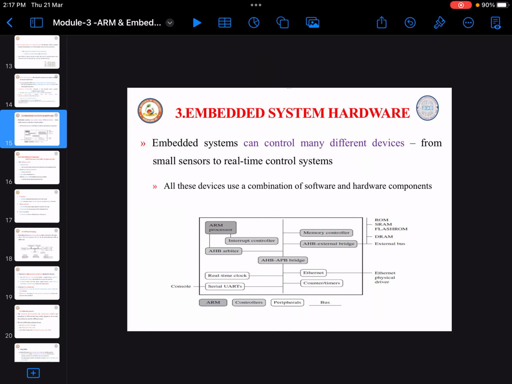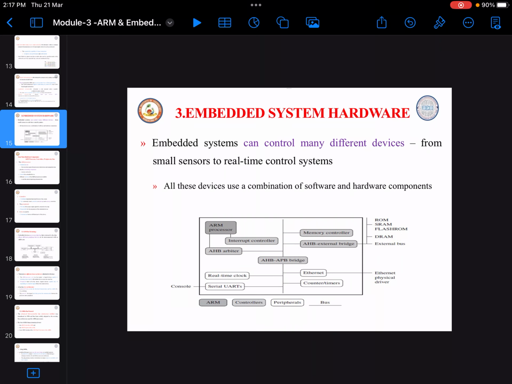The dark one indicates a processor, and the next, lighter one indicates the controllers. It could be an interrupt controller or memory controller, or a bridge network between the AHB and APB bus architecture, or an AHB arbiter. All these come under the controllers. The memory controller controls the memory which is connected to the processor.